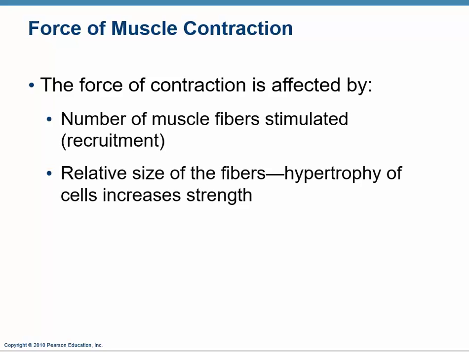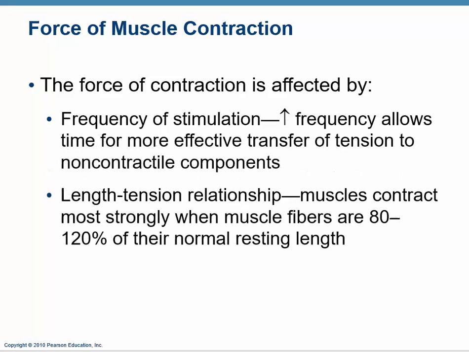So the number one thing is the number of fibers recruited, the number of motor units in that particular contraction. And then the size of the fibers. So if there's hypertrophy, as if you've been working out and the cells are increased in size and there are more myofibrils, you're going to get a much stronger contraction out of it. Now, you are also going to get a stronger contraction if the frequency of stimulation goes up.